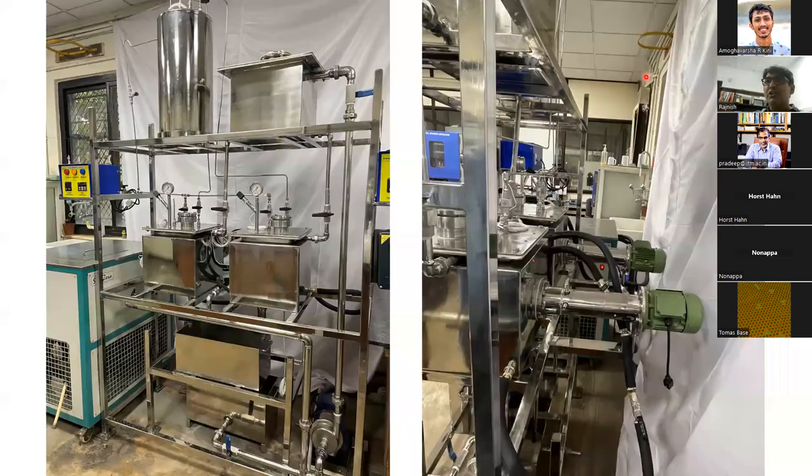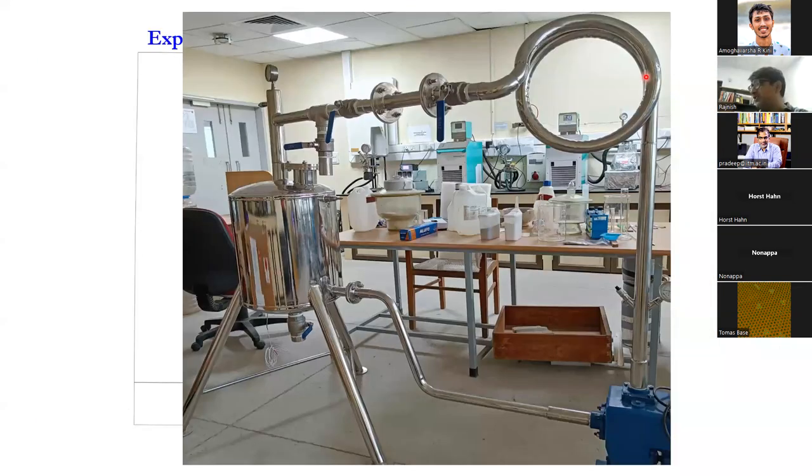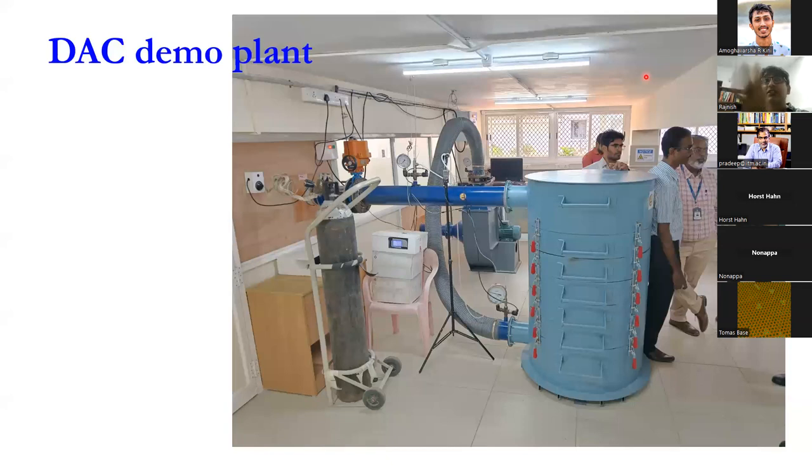What is the capacity we have in India? We have a lot of other pilot plant activities going on using hydrate for water purification, for storage of energy as coal hydrate. This is one of the demo units at large scale we have demonstrated for direct air capture of CO2. So these are some of the processes which we do.